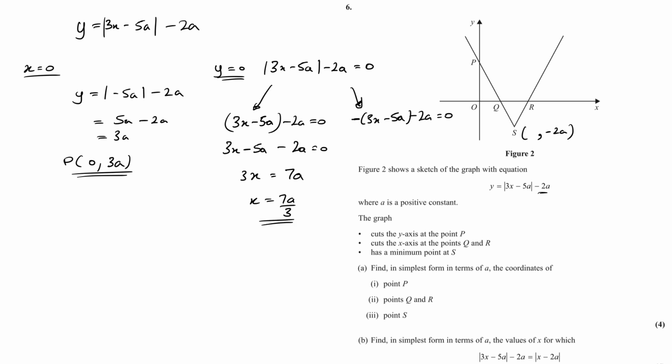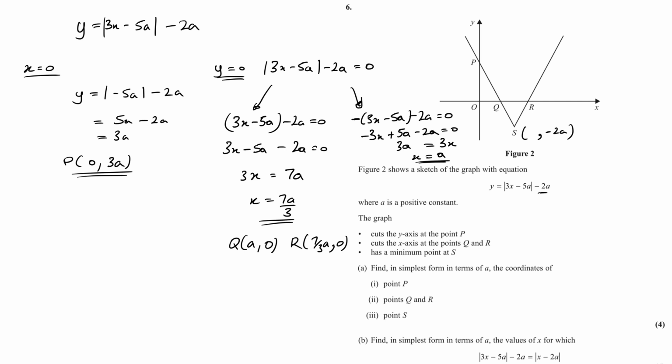When I look at the other one, I'd have minus 3x plus 5a minus 2a equals 0. 3x over the other side, and I got 5a minus 2a is 3a, so x equals a. And then looking at these two, 7 over 3 is greater than 1, isn't it? So that's going to be r, and the a will be for q. So q is a, 0, and r is 7 over 3 a, 0.